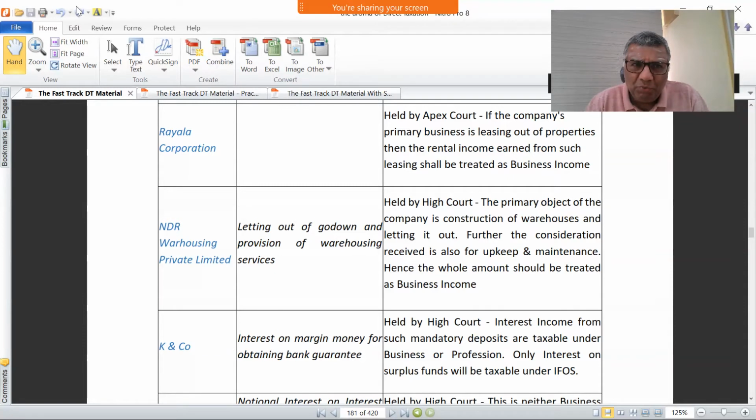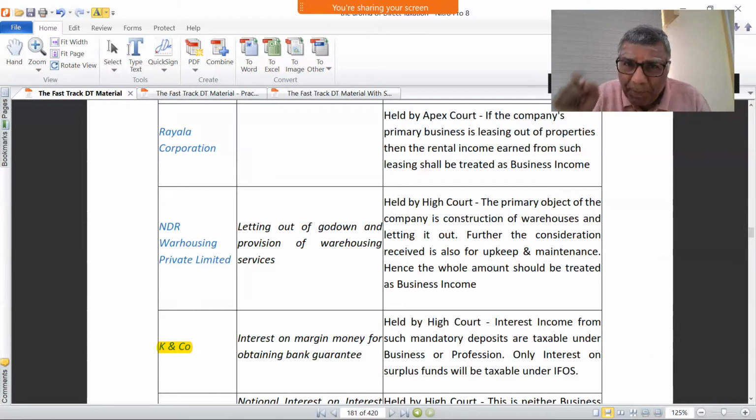A and Co., very interesting. I need to obtain a bank guarantee to give to my suppliers. Bank guarantee will be given only if I keep the margin money as deposit. I kept the margin money as deposit, got the bank guarantee, gave it to the supplier or customer, whoever it is, for delivery, etc. On the margin money, I earned interest. The court said this margin money is related to the business. So the interest is a business income. Very, very extraordinary decision.